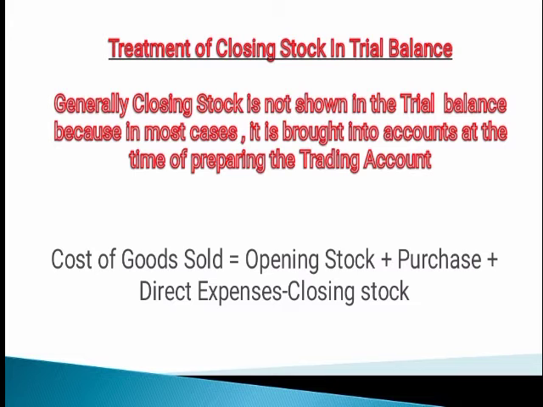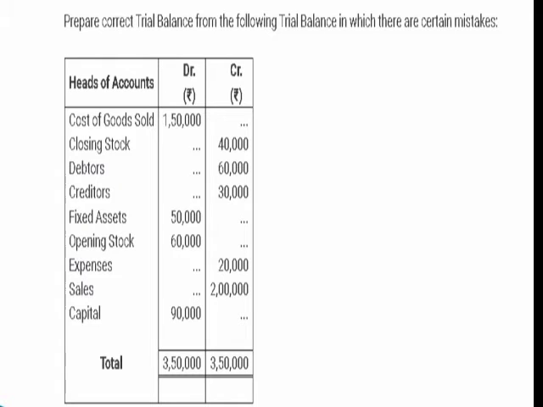But here closing stock has been deducted, so in the trial balance we will show closing stock in the debit amount column. Now there is one question related to the cost of goods sold shown on your screen. You can pause the video and note it down in your register. This question has been taken from T.S. Grewal, so you can see this practical problem over there also.